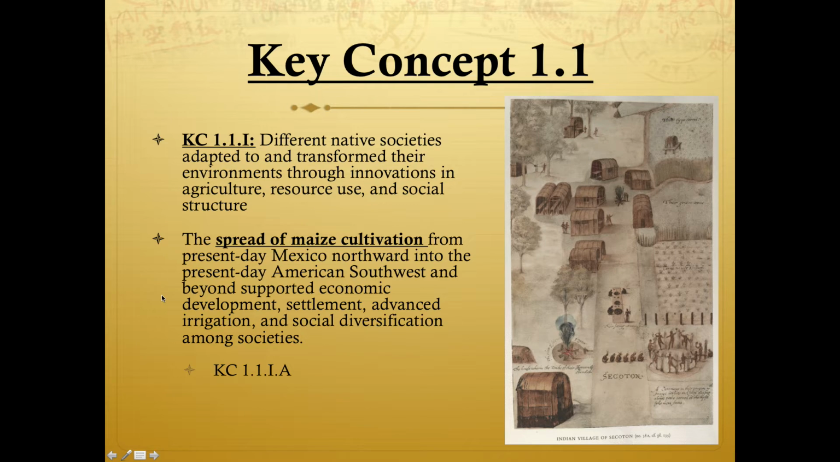As Indians began to understand the concepts of agriculture and began to spread from Mexico northward into North America, they brought with them the concept of maize cultivation, which led to advancements in irrigation. It brought about massive, complex societies that were very diverse. Some of them were hierarchical, some of them were caste systems, some of them were patriarchal, which meant they were male-dominated, and some were matriarchal, which were female-dominated.